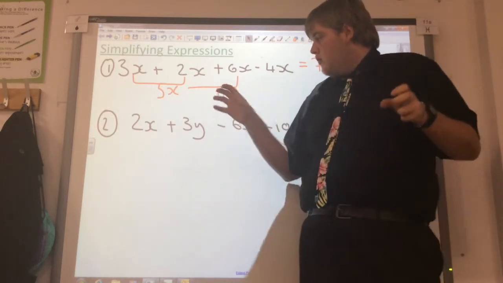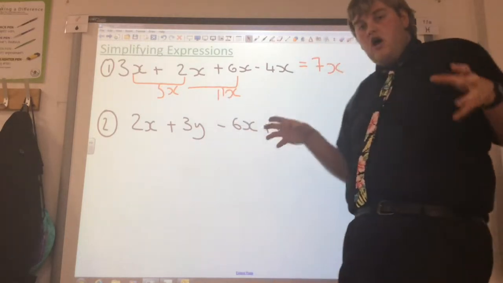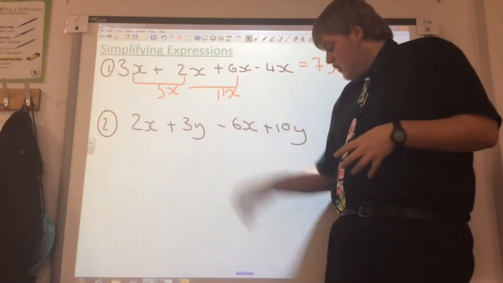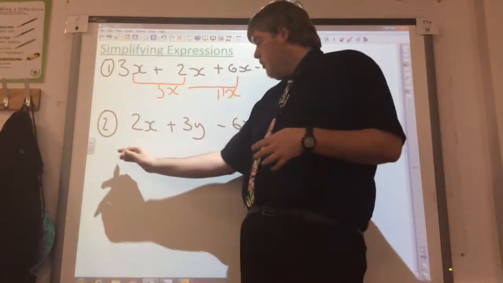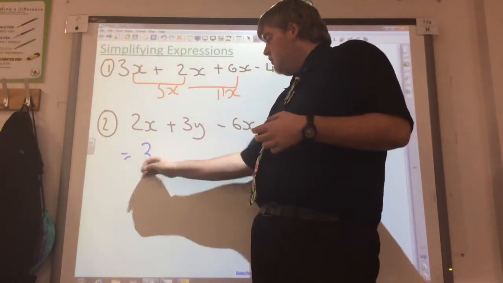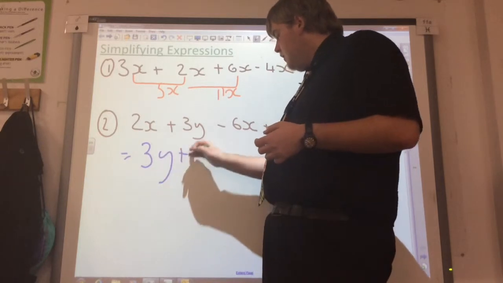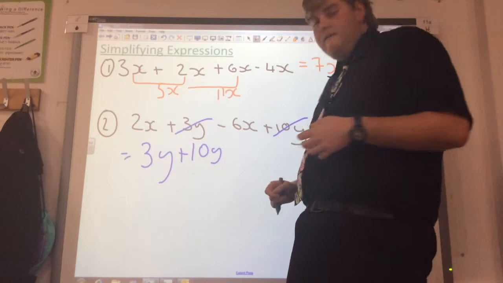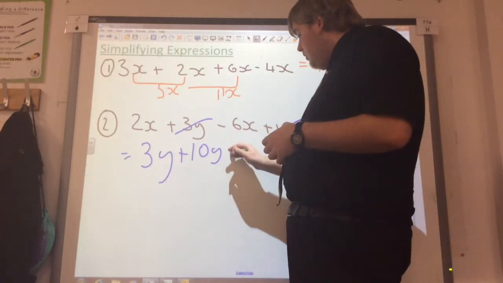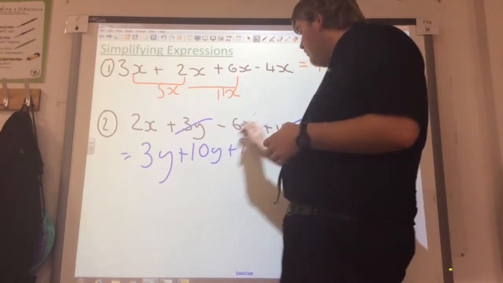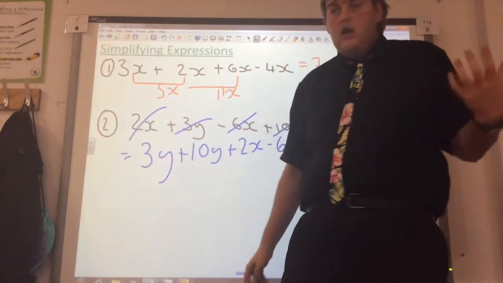So, we start by collecting all our x's together and all of our y's together. I'm going to rewrite this. We're going to start by putting all of our x's and all of our y's in the same place. So we start with a 3y, and we add on our 10y. We get rid of this bit, and we get rid of this bit, and now we've got a plus 2x and a minus 6x. They're all written down, I like it.